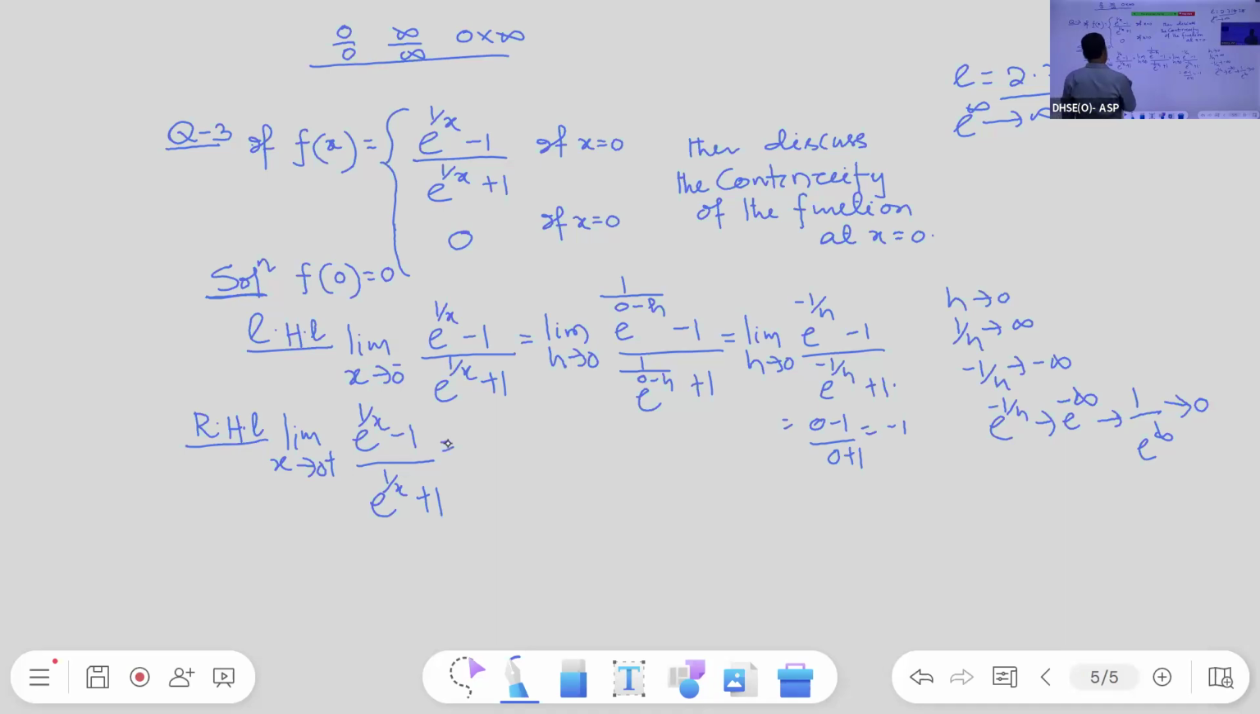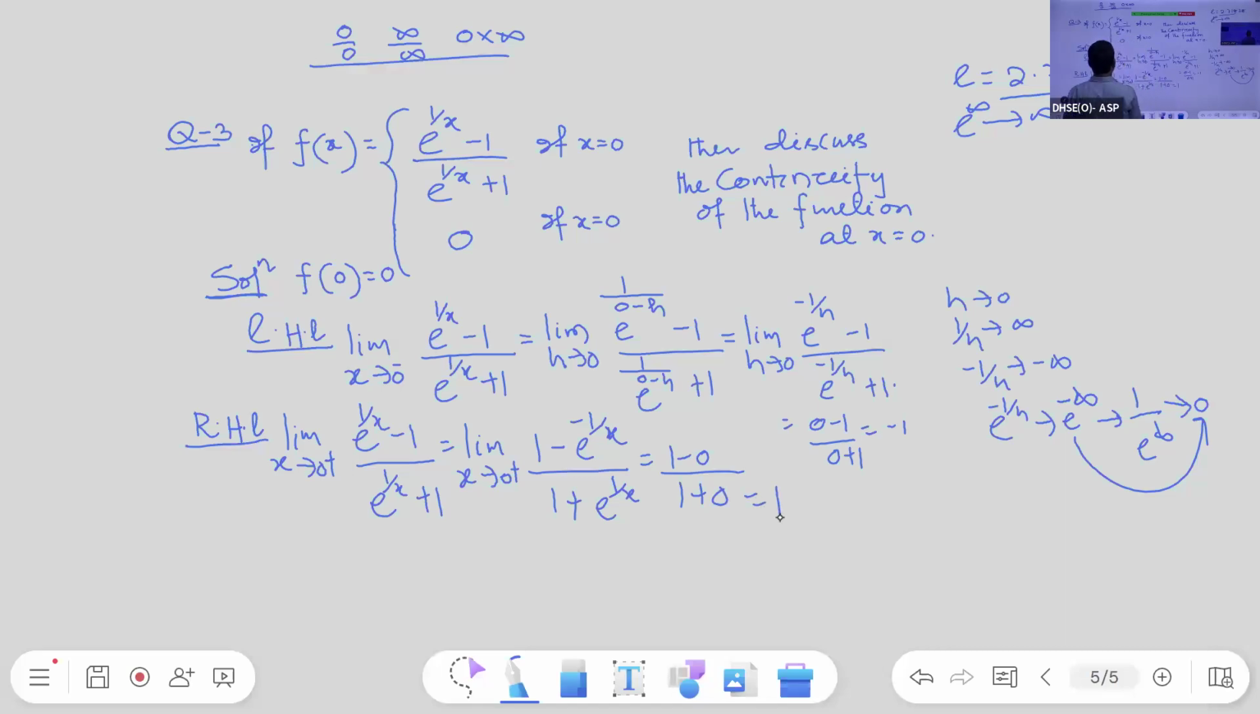That will give you limit x tending to 0 plus of 1 upon e raised to the power minus 1 by x, upon 1 plus e raised to the power minus 1 by x. Okay. When x is approaching 0 plus, x is very, very small. 1 upon x is very, very large, that is infinity. So minus 1 upon x approaches minus infinity. E raised to the power minus 1 upon x approaches e raised to the power minus infinity, which approaches 0. So this is equal to 1 minus 0 upon 1 plus 0. That is 1 by 1, which is equal to 1.